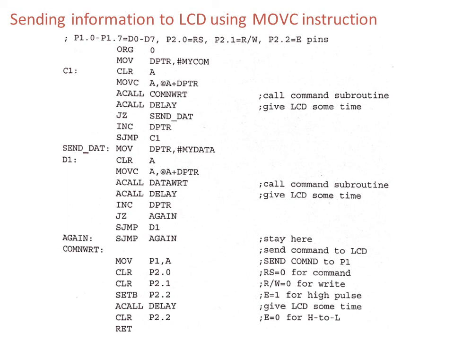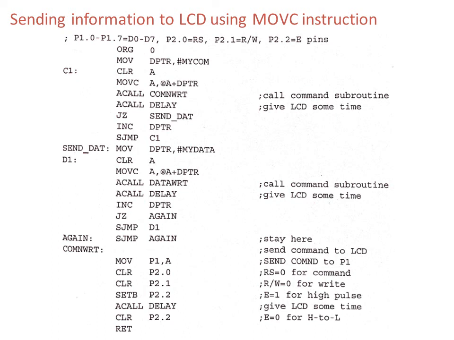Then SETB P2.2, that is done to make the enable pin 1. Then ACALL delay, just to give LCD some time. Then again CLR P2.2 to make the enable pin low. With this, the command with the value 38H will be sent to LCD. After that the next instruction is ACALL delay, to give LCD a little time. Then the next instruction is JZ send data, jump if zero to send data. This is for data transmission.